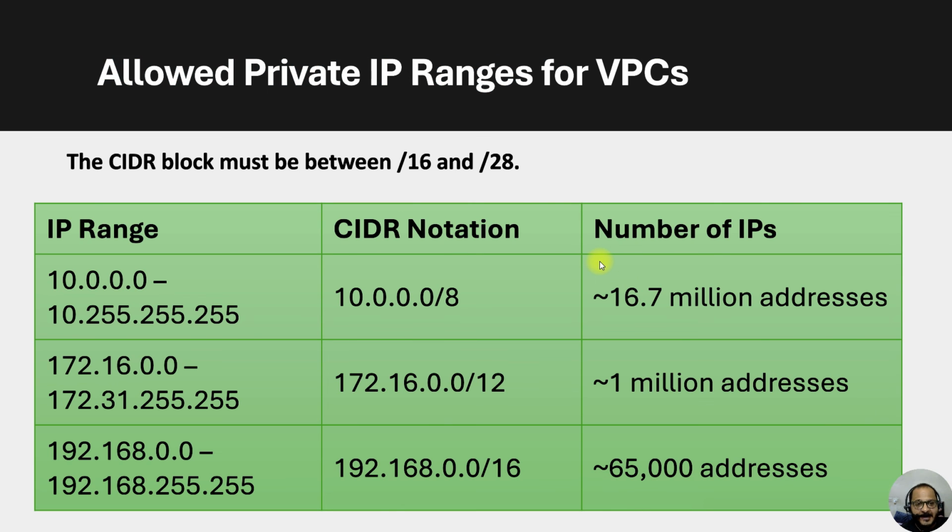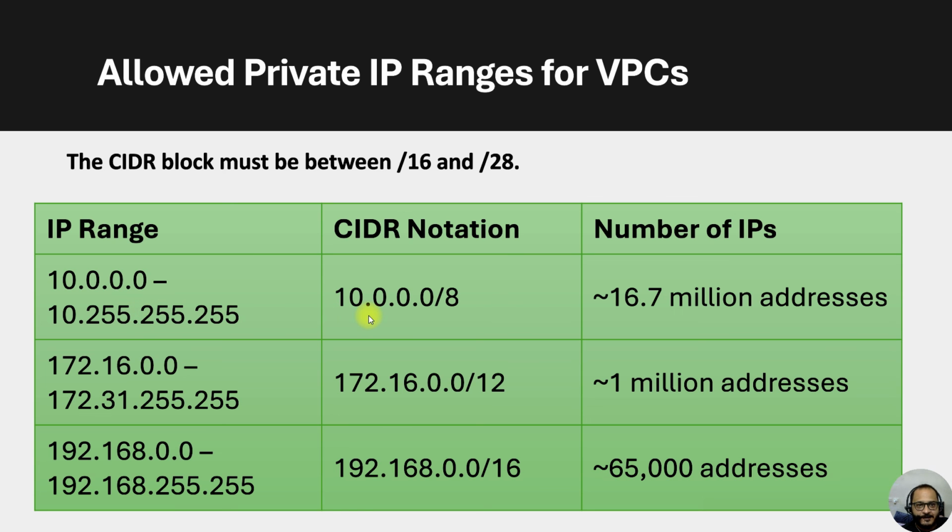Now there are private IP ranges which AWS allows. If we are using a virtual private cloud, it means we need a private IP address range which we will assign to our resources for communication. So AWS allows only these IP ranges which we can use for a virtual private cloud. You can see the first range here starts from 10.0.0.0 to 10.255.255.255. So this is the first range. You have to use this range whenever you create a virtual private cloud. That we will also see in coming videos.